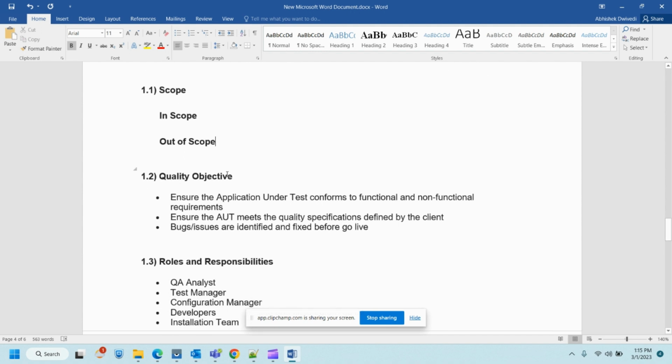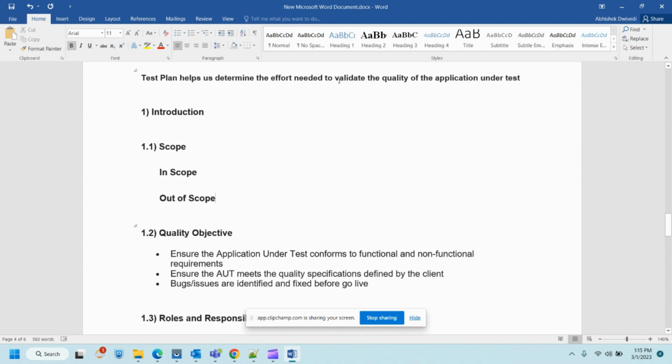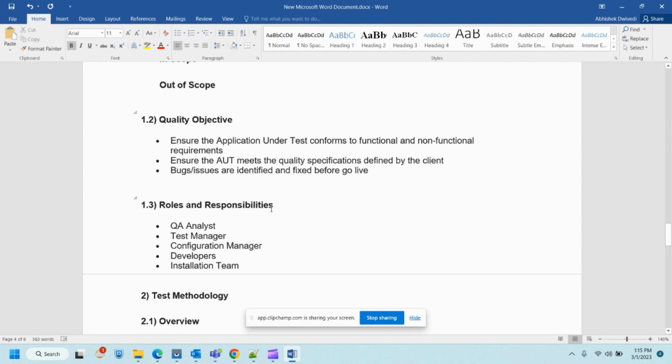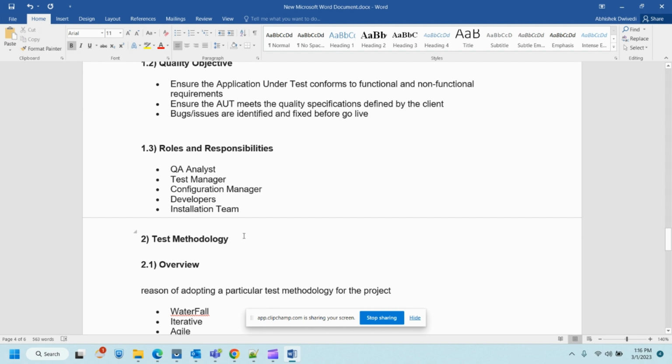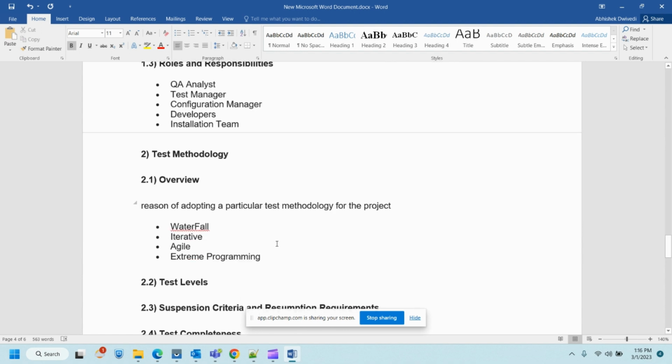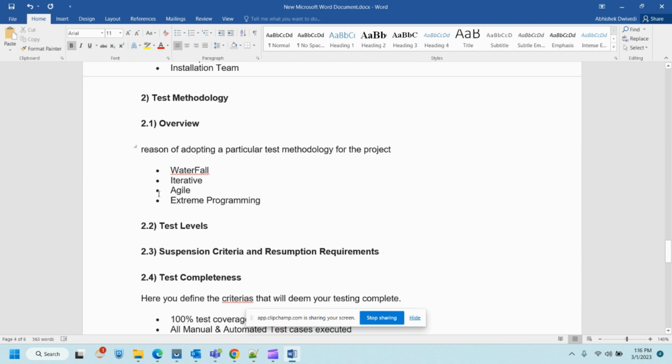Next is quality objective. Obviously a test plan is to determine or validate the quality. The objective is to ensure the application under test conforms to the functional and non-functional requirements, and that bugs and issues are identified and fixed before we go live. Next is roles and responsibility. It means who will do what, like analyst, test manager, configuration manager, developers, installation team, and all those persons. Testing methodologies, like whether you are using waterfall, agile, iterative, or any other methodology. Every detail regarding that is available in the plan.